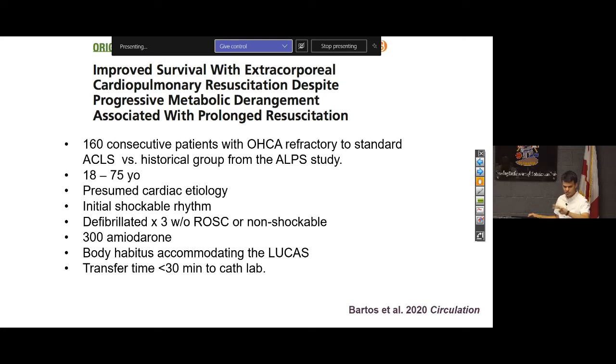They also had 3 other criteria that I know the slide dropped off because I was just reviewing it. You have to have an end tidal greater than 10 when you show up to the hospital. You have to have a lactate less than 18.